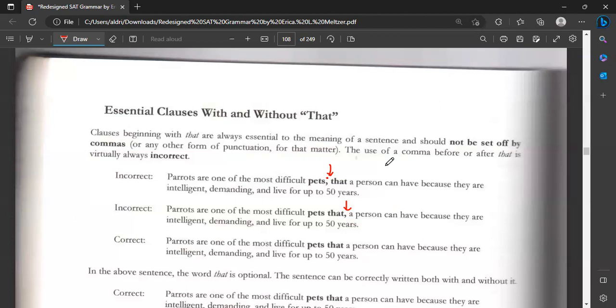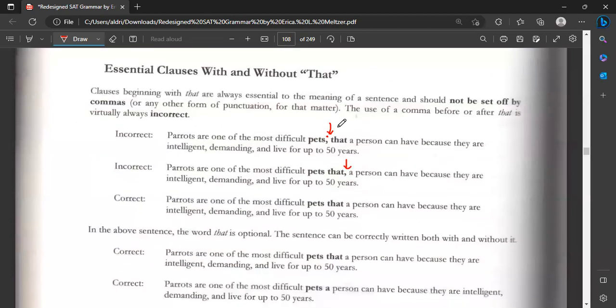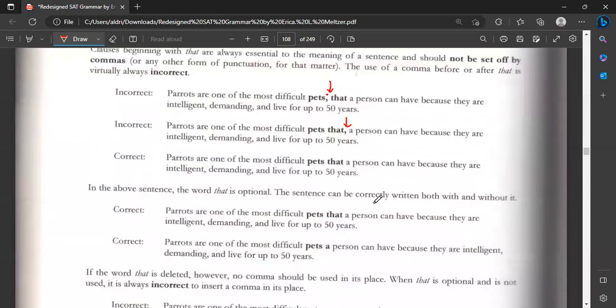If the word that is existing in the sentence, then it's essential and shouldn't be followed by a comma, by any comma. If we want to not use the word that, we cannot use it. But if we're going to use it, we're going to not put commas around it. I guess this is how it works. We're going to respect the word that. Let's look at an example using the sentence without the word that.